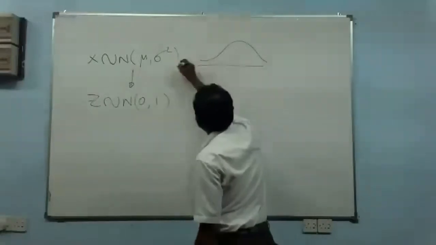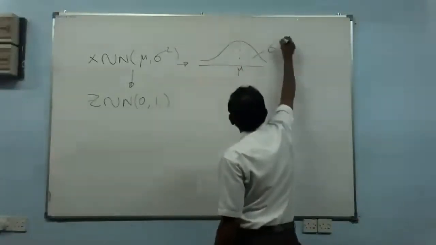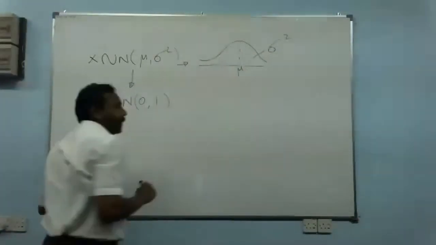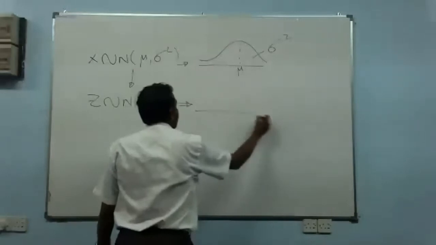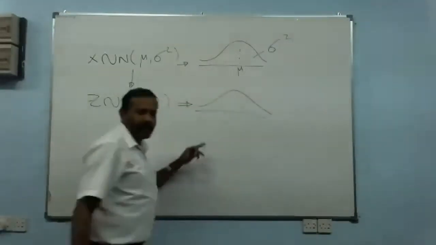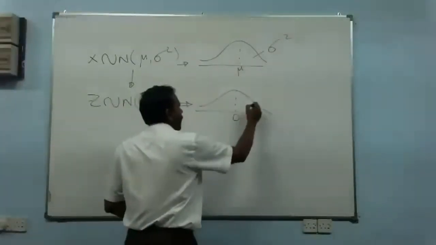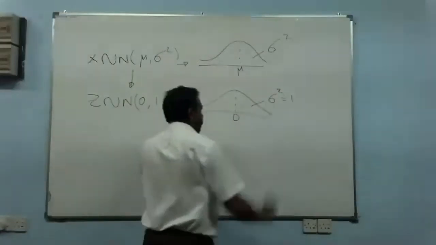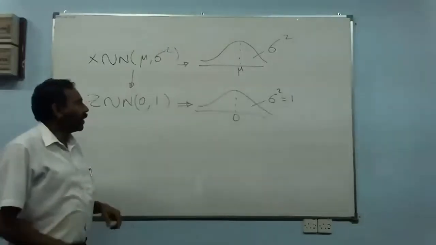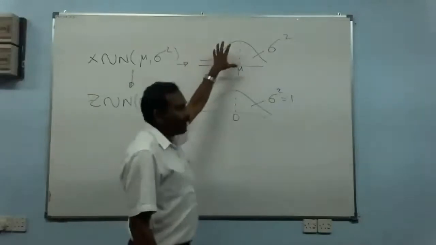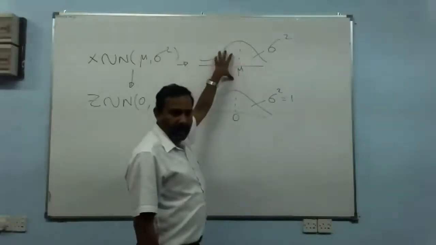So if you look at this normal distribution, the mean is mu and it has a variance. You can take the standard deviation, it doesn't matter. If you have again a normal distribution with mean 0 and variance sigma squared equal to 1, this is called a standard normal distribution. Whether it is sigma squared or sigma, it is 1, since the square root of 1 is 1. Originally, any random variable will be distributed like this.